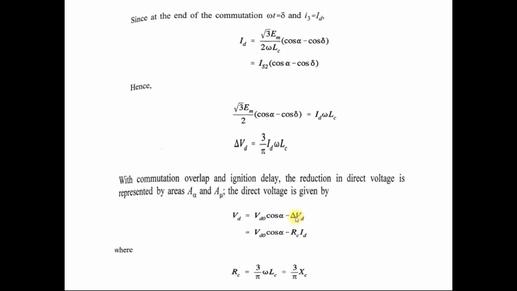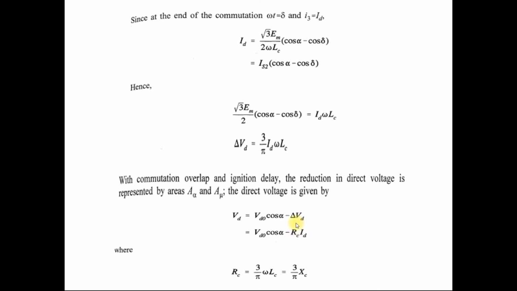Clear? Because this voltage is reduced because of commutation. So this voltage is nothing but with the consideration of commutation, or you can say consideration of leakage inductance, source inductance, as well as consideration of ignition angle delay alpha. Clear? So here again you can write this equation another way. You can see that this becomes Vd0 cos alpha minus Rc into Id.